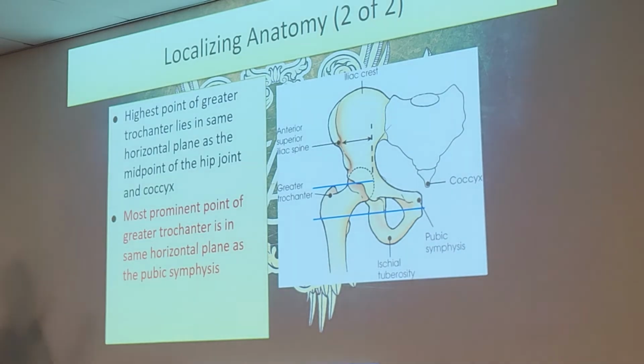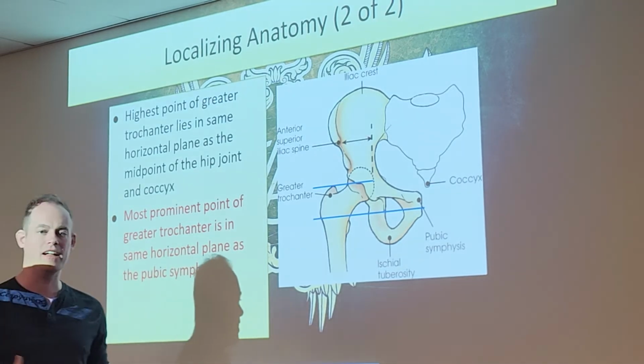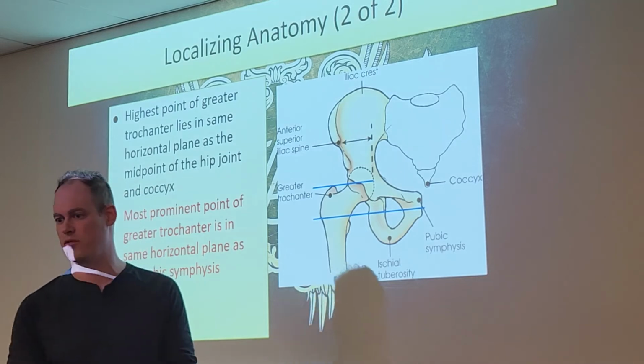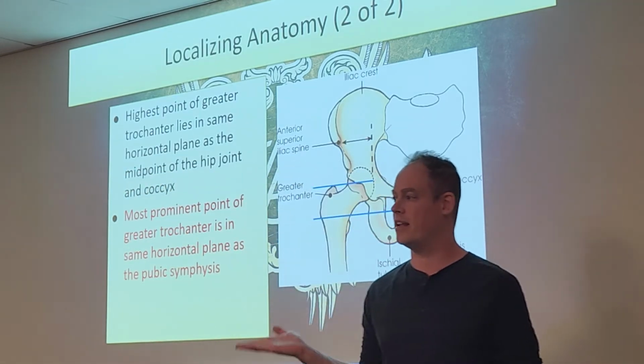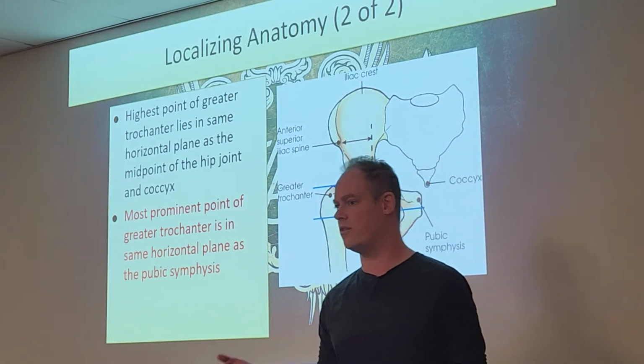All right, so that's what I was just saying, guys, in red. That is a question as well. Make sure you know that. The most prominent point of that greater trochanter, which we can feel inside of our hip, is in the same horizontal plane as the pubic symphysis. So we can use that to localize that pubic symphysis if we need to center there for any reason. And some x-rays we'll learn do require that, namely the inlet and outlet views that we're going to go over later on.